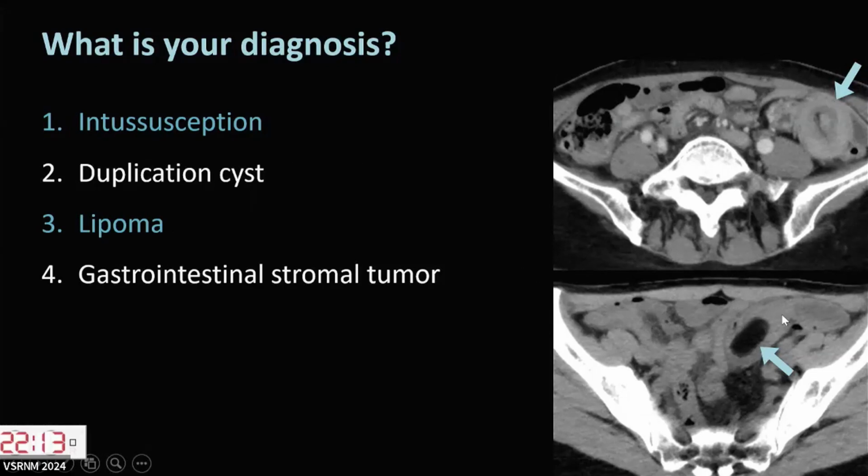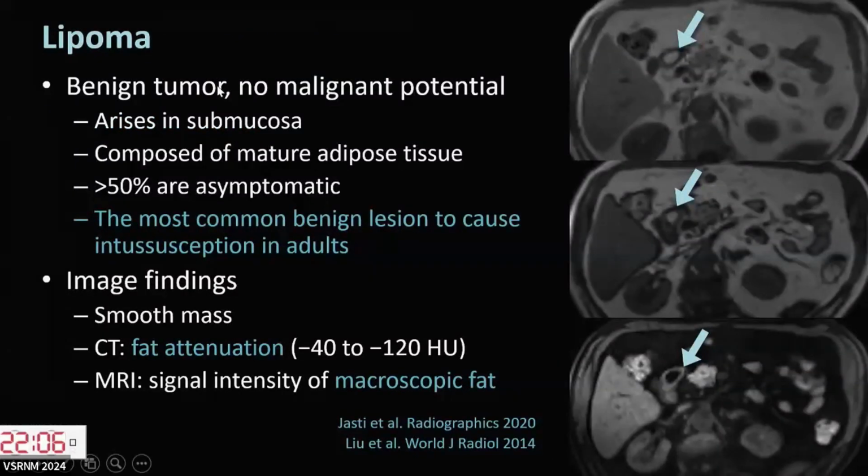This is a fat-containing lesion causing the intussusception. So lipomas are benign tumors without malignant potential. They arise in the submucosa, composed of mature adipose tissue. Most of them are asymptomatic. It is important because it's the most common benign lesion to cause intussusception in adults.